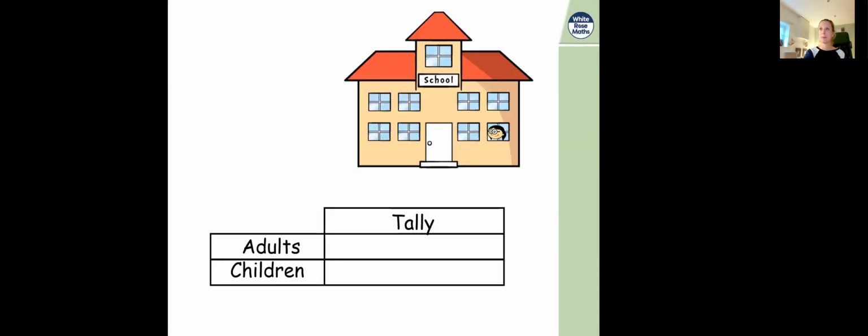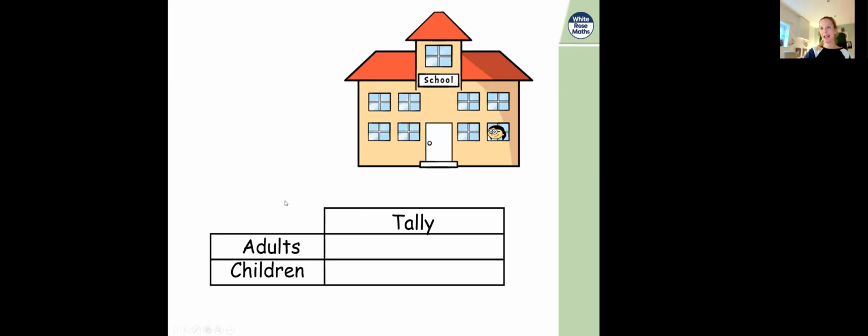Today, let's look at this bit. This is in a school. And most of us aren't in a school at the moment, but we all know everything about schools. And in schools, you get grown-ups, you get adults, and you get children.